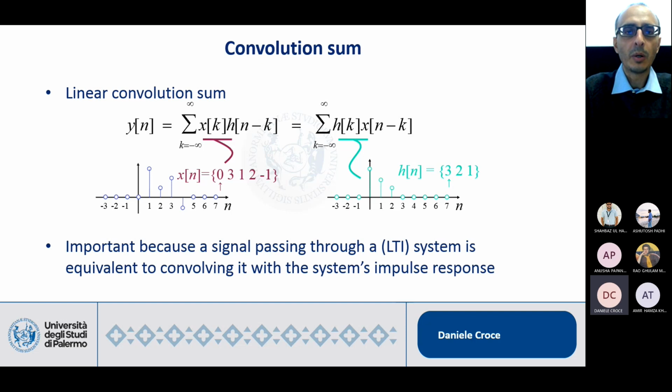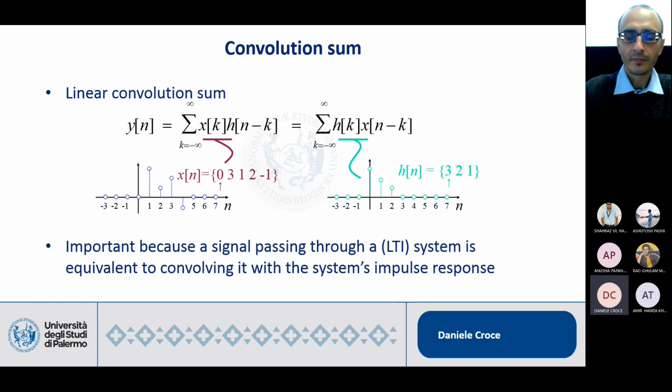And you can look at it on both sides. You can think of it as the sequence that goes through h, through the linear time invariant system, or since the system is linear time invariant, you can invert and think of h that goes through x. Okay? So you can think of it in both directions.